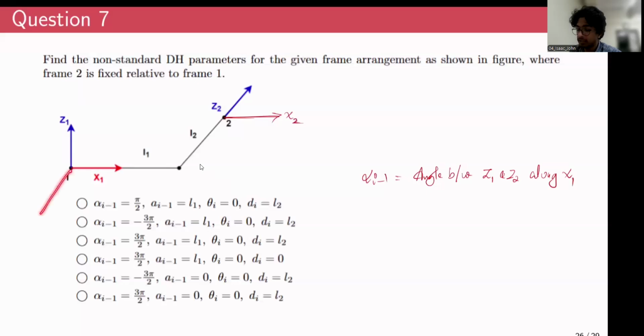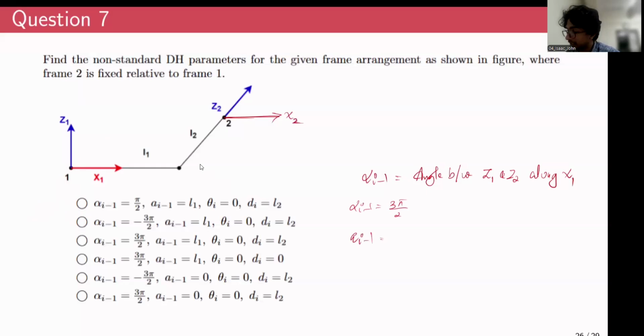90 degrees would be like this, 180 would be like this, 270 like this. So 3 pi by 2. So alpha i minus 1 would be 3 pi by 2. Then what about the second parameter, a i minus 1?